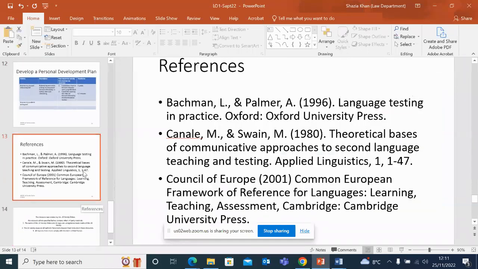So this is an example of some referencing here as well. These are the books we've used to do this learning outcome 1 today.